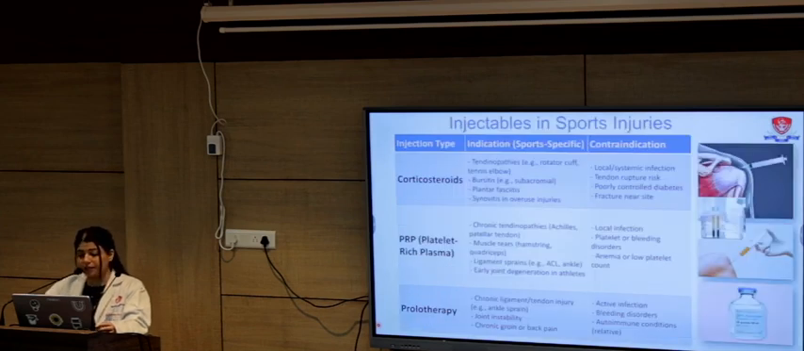Certain injectable therapies like corticosteroid, platelet-rich plasma therapy, and prolotherapy can also be given. Corticosteroids can be given in more acute conditions like tendinopathy, bursitis, plantar fasciitis, and synovitis in overuse injuries. PRP can be given for chronic tendinopathies, muscle tear, ligament strains, and early joint degeneration in athletes, whereas prolotherapy can also be given in chronic conditions like chronic ligament and tendon injuries, joint instability, and chronic groin or back pain.